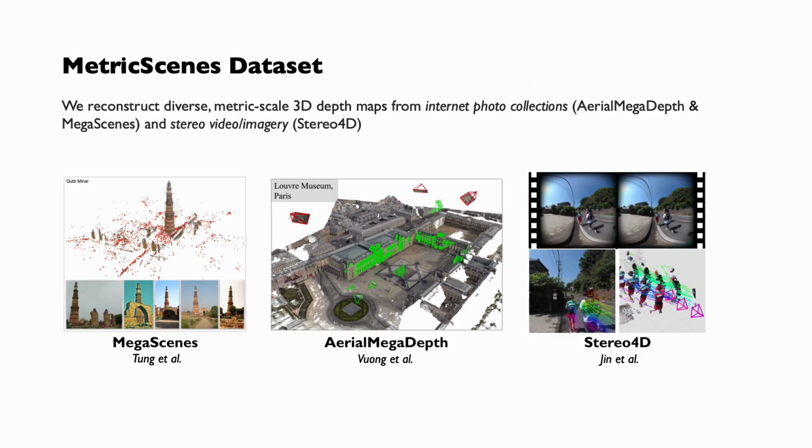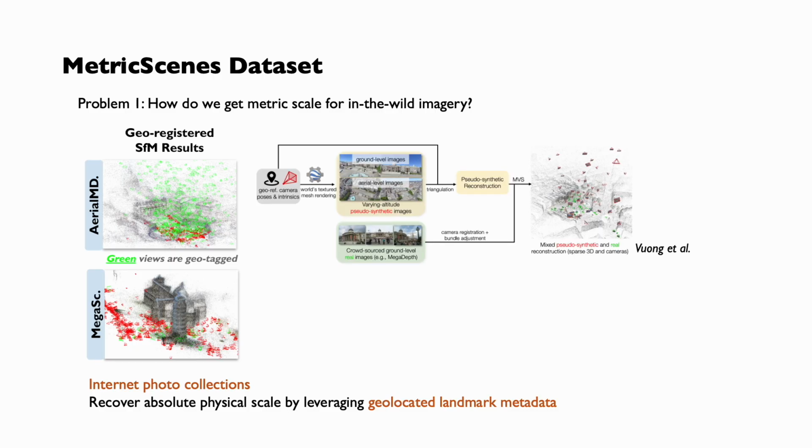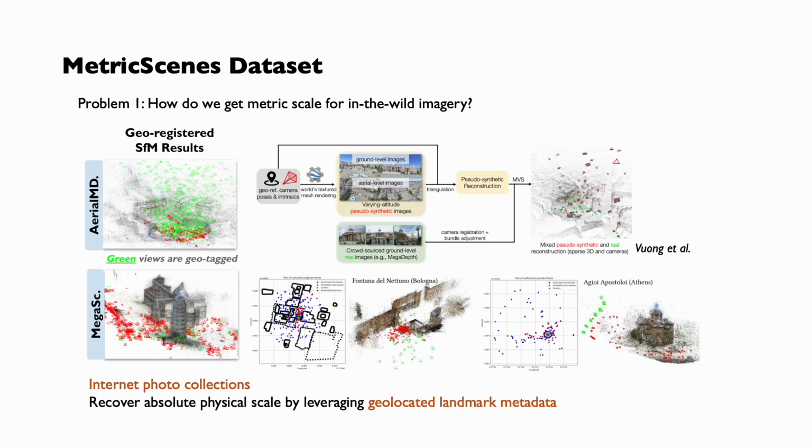In this work, we introduce MetricScenes, a large-scale dataset curated from a variety of commonplace visual sources, including internet photo collections and stereo videos. We gather imagery from Aerial MegaDepth and MegaScenes, which consist of diverse internet-sourced photography. Specifically, Aerial MegaDepth is reconstructed with pseudo-synthetic views rendered from Google Earth, and the scenes are scaled accordingly. MegaScenes contains natively unscaled structure-from-motion results, so we augment these models with georeferenced street-level views to scale the geometry to physical dimensions.